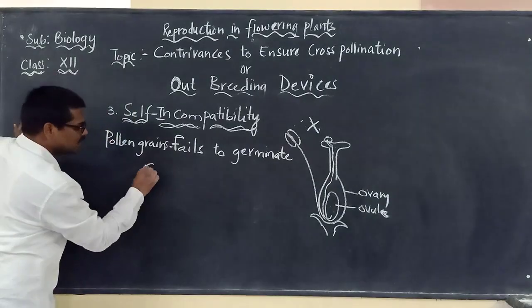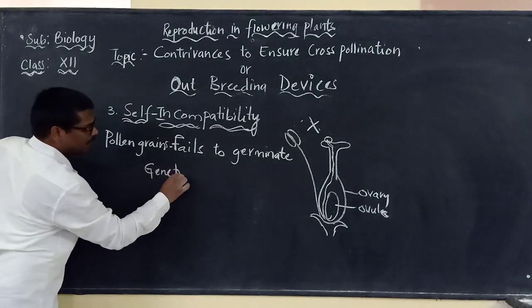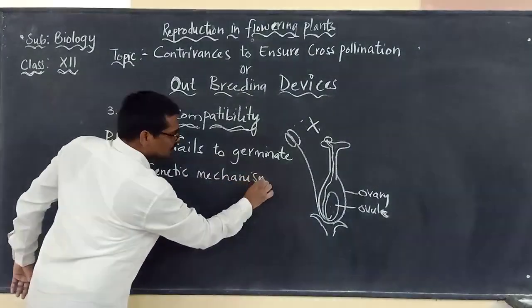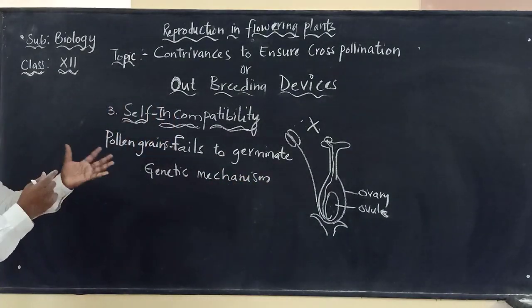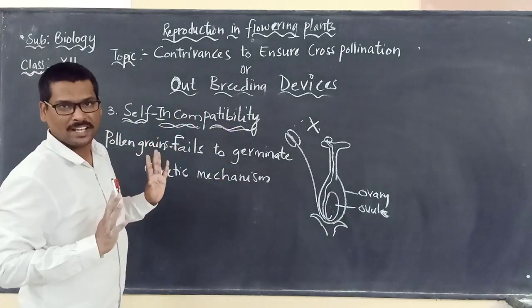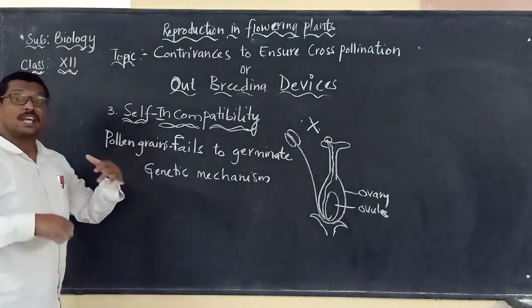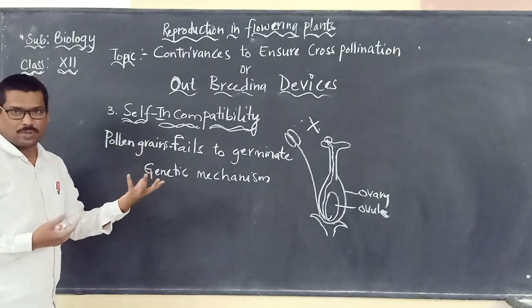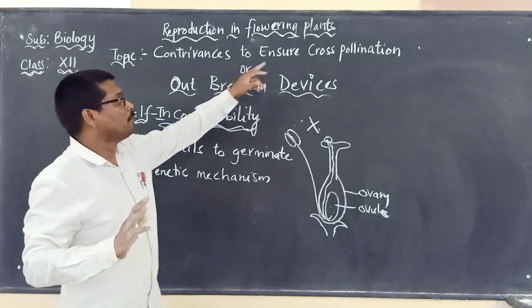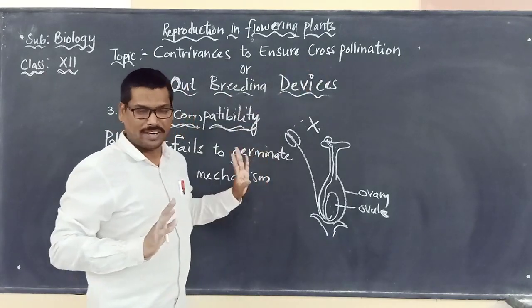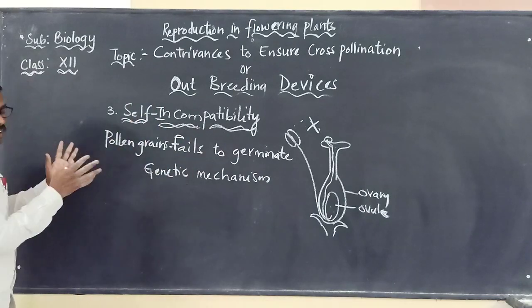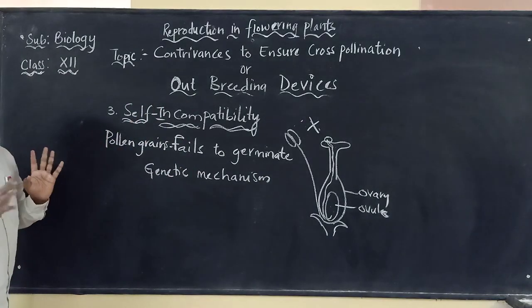And this process is a genetic mechanism, which takes place based upon the genes that are present. So self-incompatibility is another adaptation the flowers or plants show, to discourage what? Not to go for self-pollination, but only to promote what? Cross-pollination. So here it is very clear now that the pollen grains will not germinate.